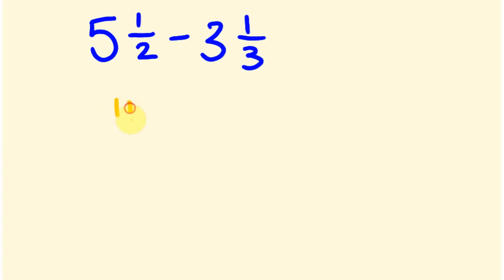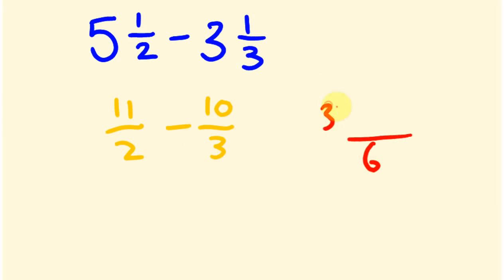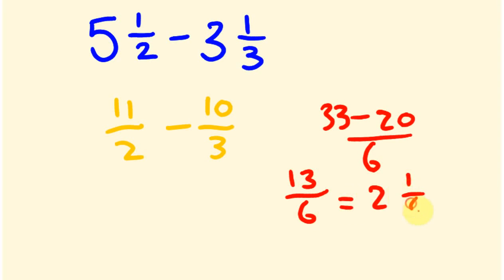Okay, so this is 11 over 2. Take away 10 over 3. And if we then work this out, we're going to get the bottom number 6. 33, take away 20 is 13 over 6, which is going to equal 2 and 1/6.